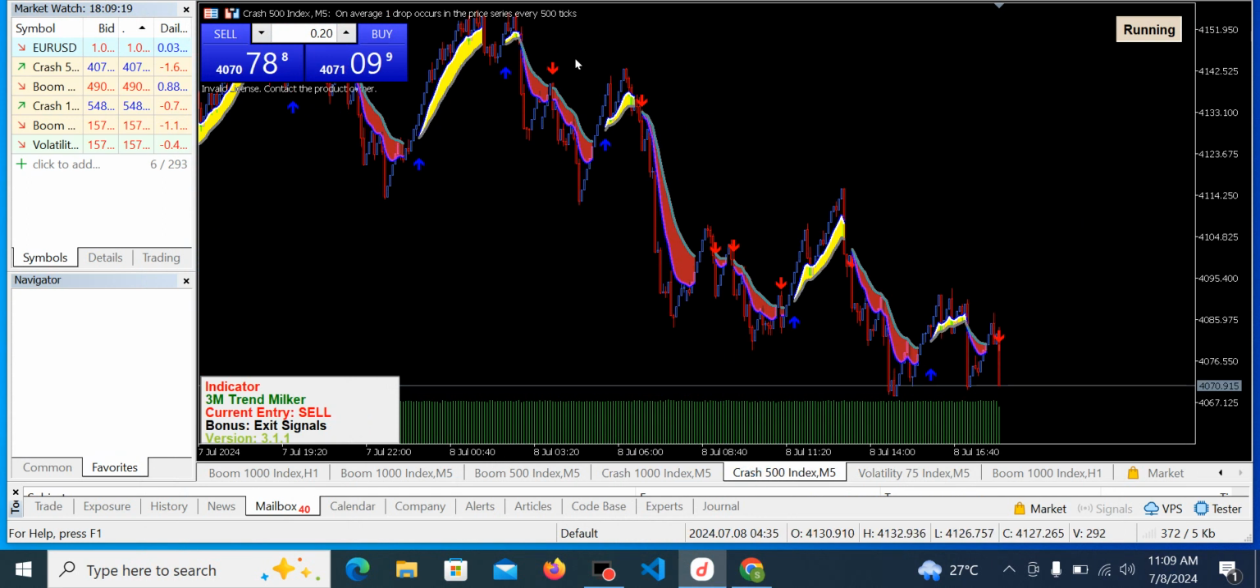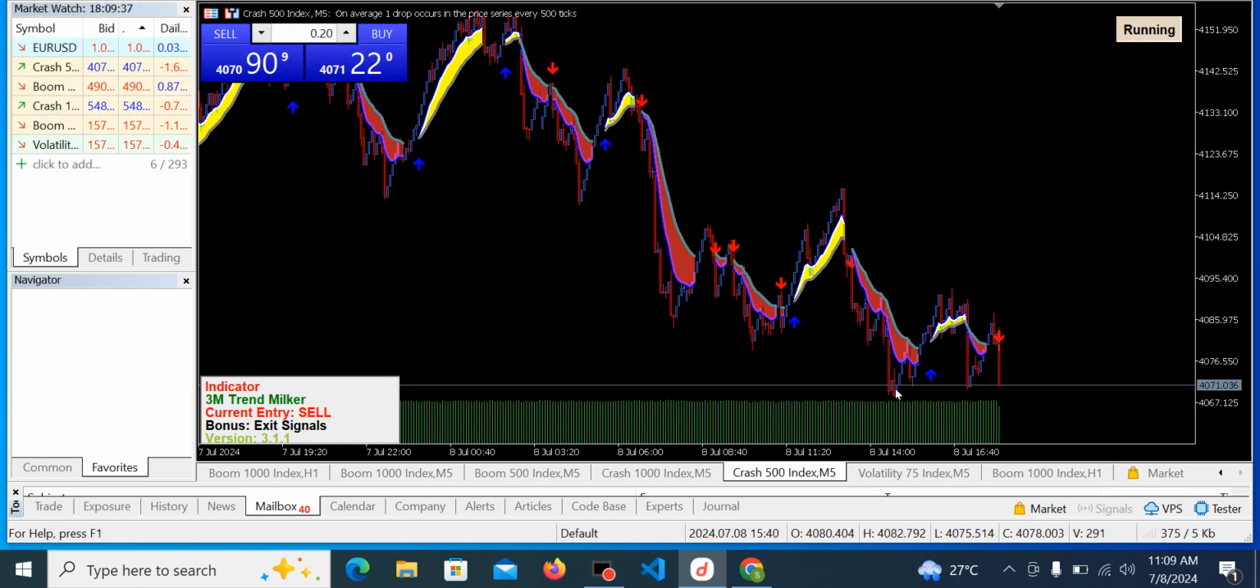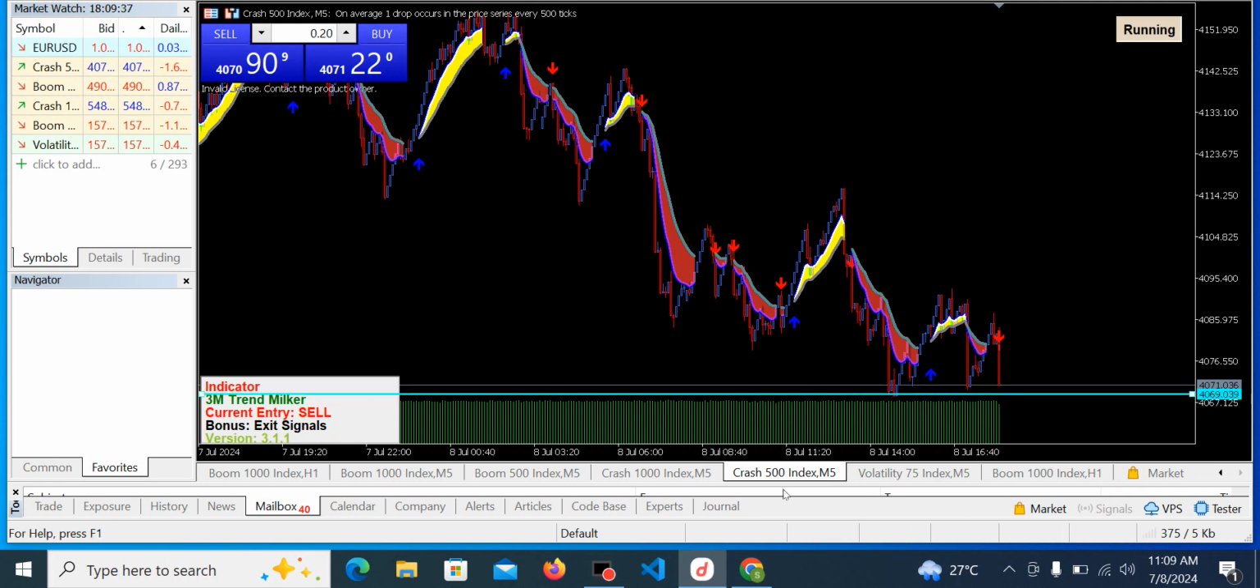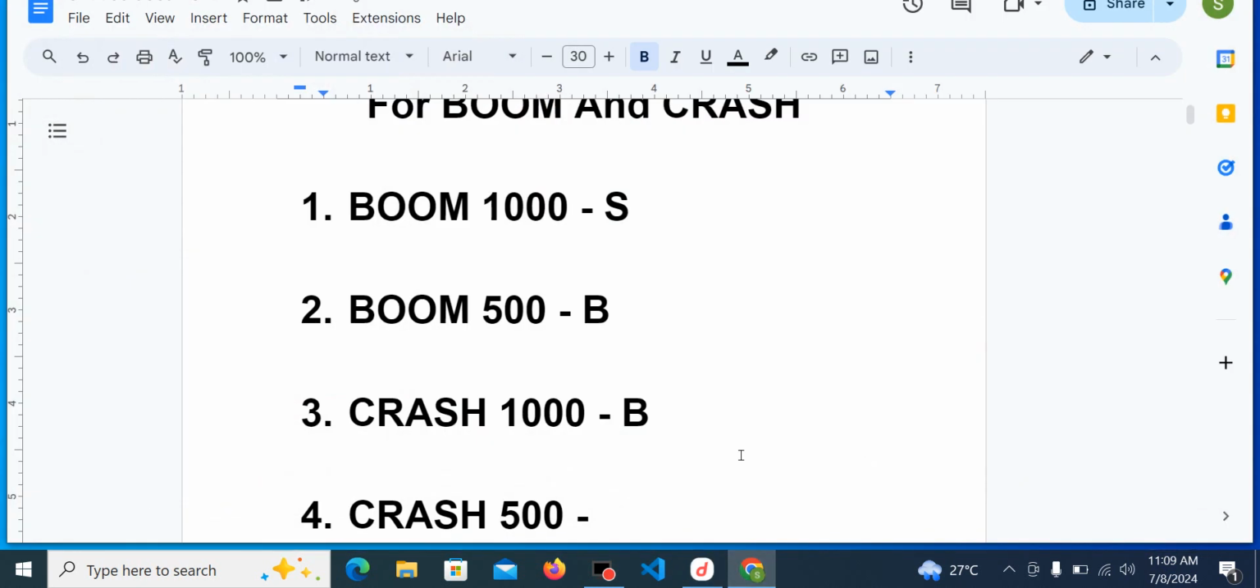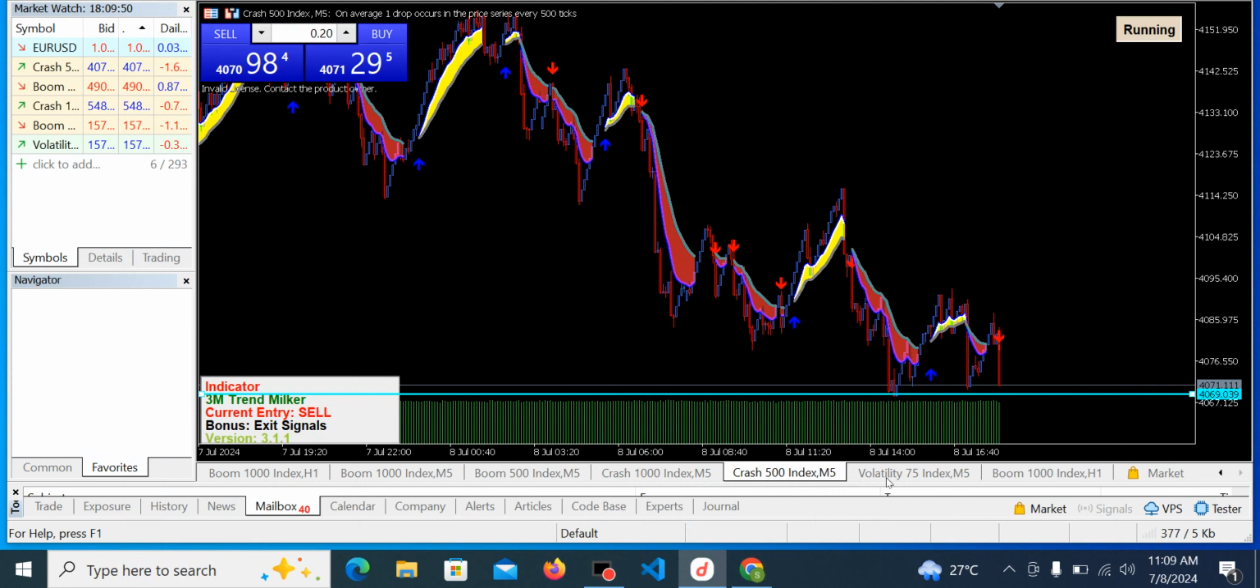Okay, crash 500 had been on downtrend right from this resistance zone, more of a downtrend, even though there are pullbacks in between, so it is still selling at the moment. If it's unable to break out below this support zone, then definitely it's going to go back on uptrend. But for now it is still selling. So we should take note of that. And of course the last asset is going to be V75.